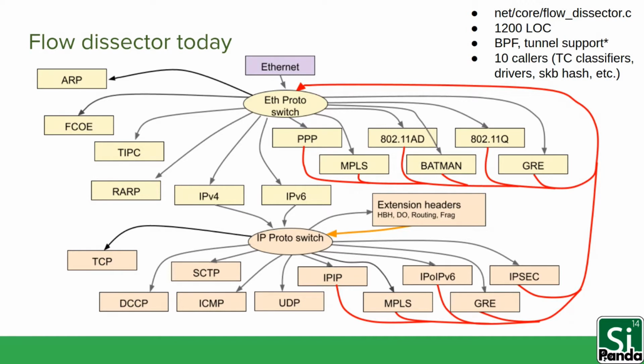Some of these nodes are actually encapsulation nodes, and these are indicated by the red backlinks to the ether proto switch or the IP proto switch. So when we parse a packet that contains encapsulations, we may want to follow the encapsulation, and that basically entails going backwards in the graph and starting over at a different point. So for instance, if we have an IP and IP encapsulation, the first time through the graph may be processing the outer IP headers. And then in the IP encapsulation, the second pass may be processing the encapsulated IP headers.